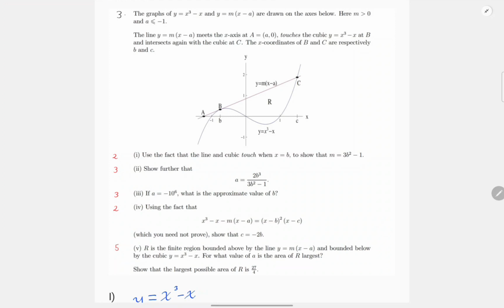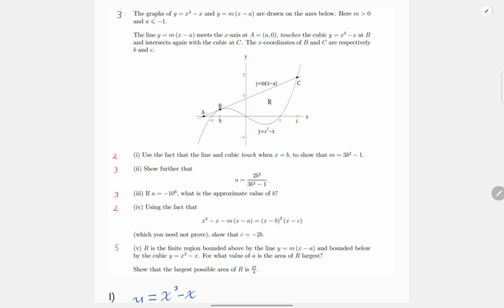a are drawn on the axes below. Here, m is greater than 0 and a is less than or equal to -1. The line y equals m of x minus a meets the x-axis at a equals a0, touches the cubic y equals x cubed minus x at b, and intersects again with the cubic at c. The x-coordinates of b and c are respectively b and c.